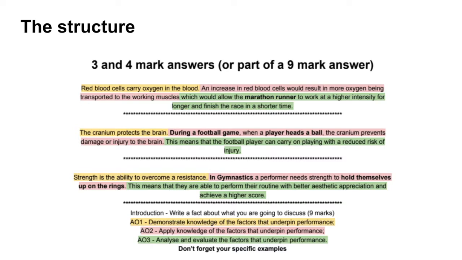Now, if we go into the AO2, the application of that knowledge, what we're now going on to say is an increase in red blood cells would result in more oxygen being transported to the working muscle. So we're taking that knowledge of red blood cells and applying it to the marathon runner. And the evaluation and the judgment, we go on to say, which would allow the marathon runner to work at a high intensity for longer and finish the race in a shorter time. We're bringing that to how it affects the marathon runner and getting an AO3. So that will give us 3 marks. And what we need to do for a 9-mark question is repeat that process 3 times.